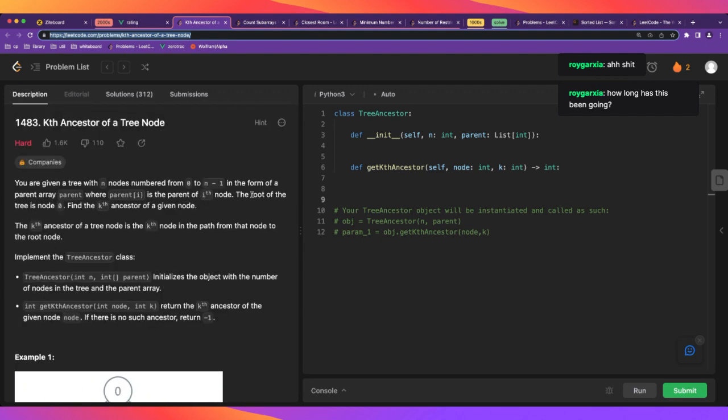So yes, we're given the tree as a parent array.